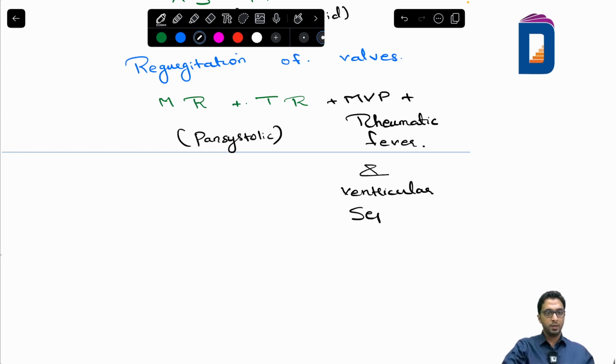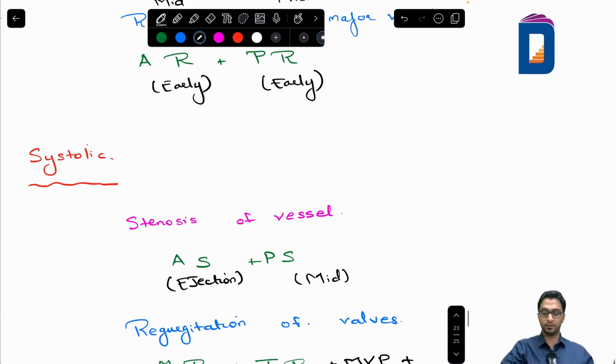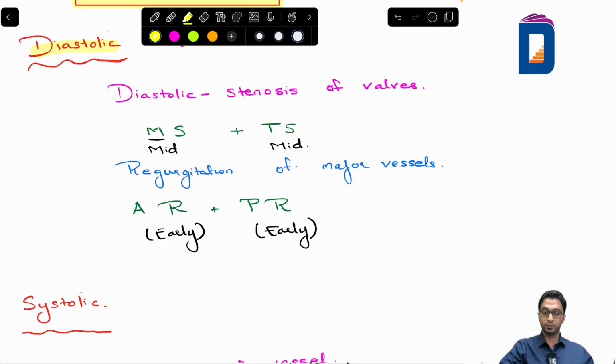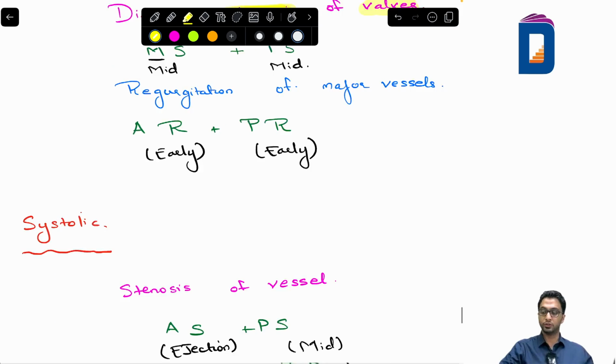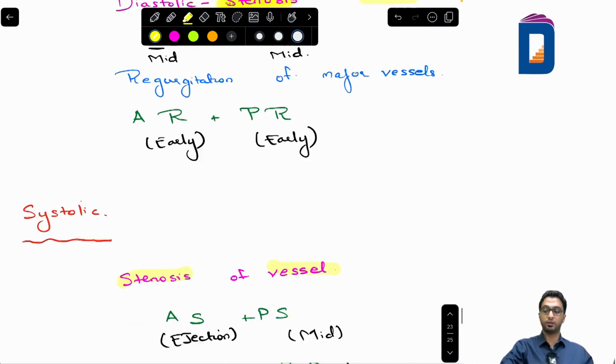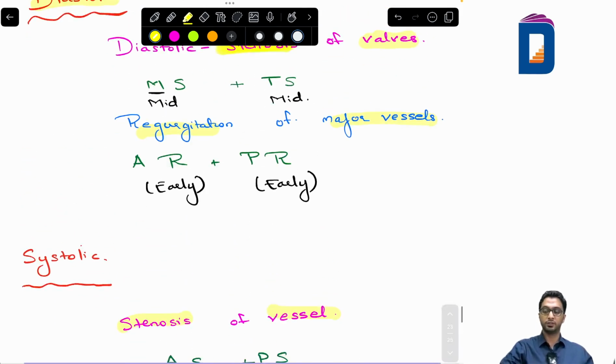Okay. Yeah, regurgitation of the valve. Yes, who was there? Supriya. Yes, exactly. Regurgitation of the valve. So actually, you should just shift this one side. Okay. This is stenosis of the valve. This is the easiest way I'll tell you. This is stenosis of the valves. This is stenosis of the vessel. This is regurgitation of the vessels, regurgitation of the valves.